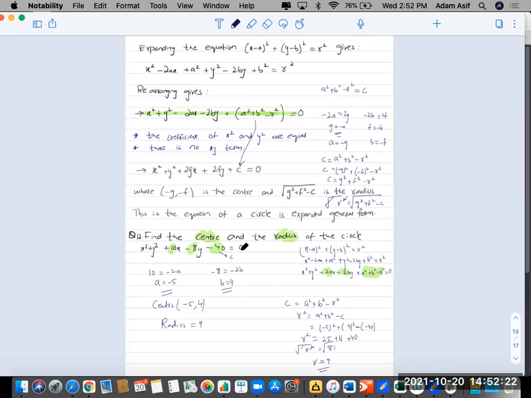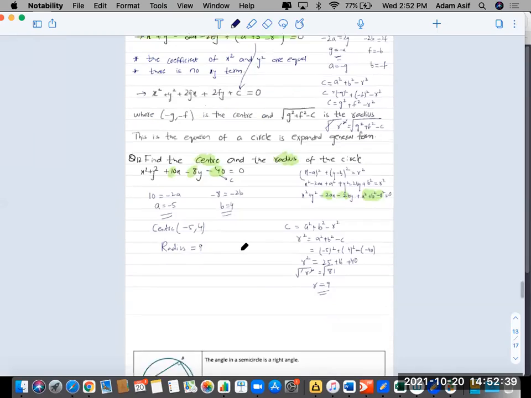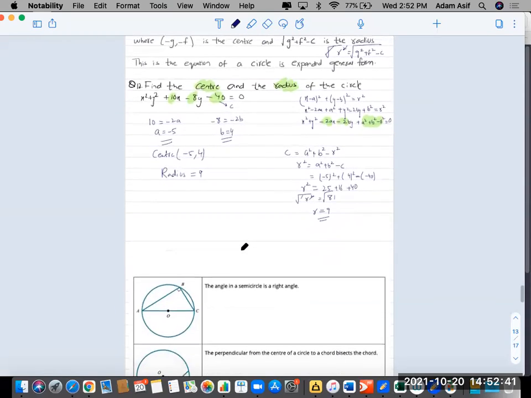Also, do you guys remember angular properties of a circle? Angle in a semicircle is 90 degrees. बोला उसमें क्या था? वो सारी चीजें इसमें incorporate होंगी अभी. बताओ. Okay, done.